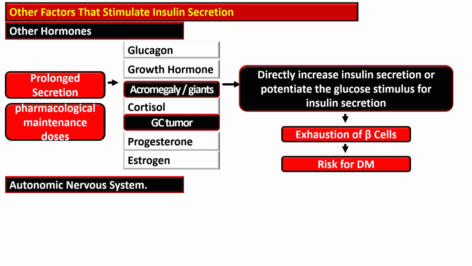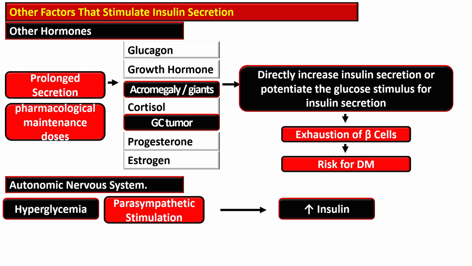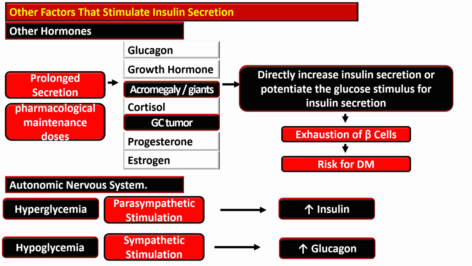Then there is the role of the autonomic nervous system in the insulin secretion. The parasympathetic stimulation via vagus nerve increases insulin secretion during hyperglycemia, while sympathetic stimulation decreases insulin secretion during hypoglycemia to keep blood glucose from dropping too low, and increases glucagon secretion to raise blood sugar.